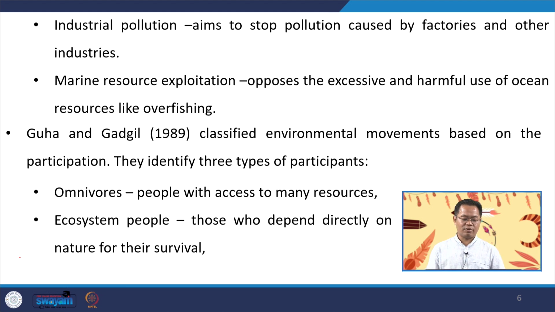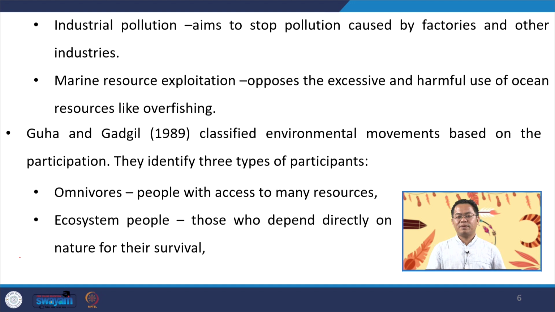like overfishing. So coming back to Guha and Gadgil again, they classified environmental movements based on participation, basically based on the people who are part of the movements, and using this criterion they identify three types of participants. One they call the omnivores. Omnivores are the ones who have access to many resources.